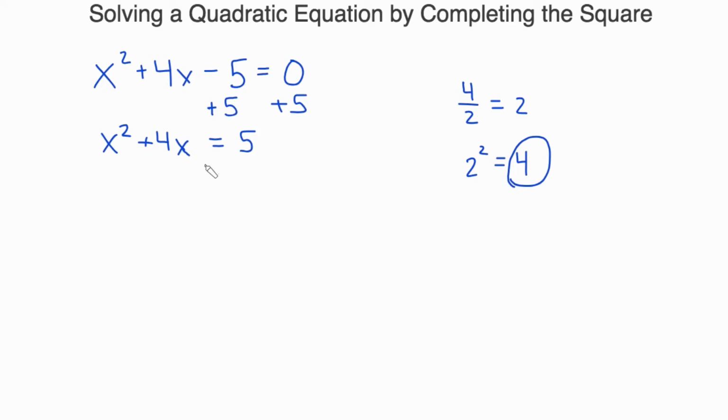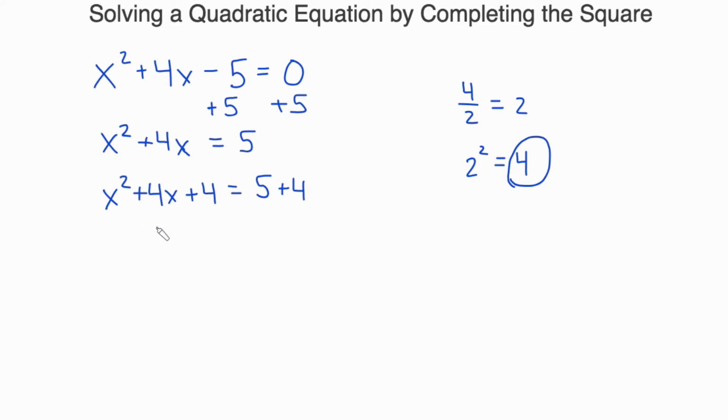So we want to add that to the left side of our equation so that we can complete this square. But if we're going to add something to the left side, we also have to do it to the right side. So we'll add 4 to both sides of the equation. So we'll have x squared plus 4x plus 4 equals 5 plus 4. So on our left side of the equation now, we have x squared plus 4x plus 4.